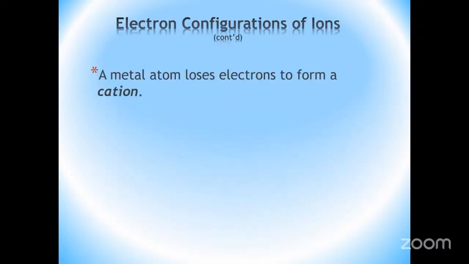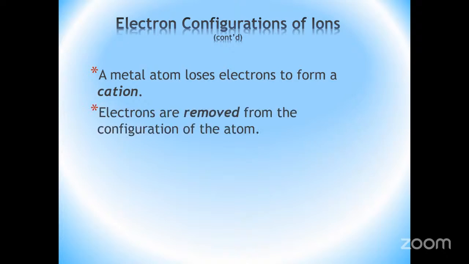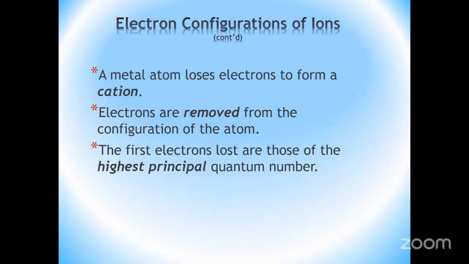Now, the opposite is true when it comes to metals and their atoms forming cations. They lose electrons. So electrons will be removed from the electronic configuration of the metal atom. And the question now becomes, which electron is removed? The answer is that the electron that occupies the highest n value shell is the one that will be lost first.